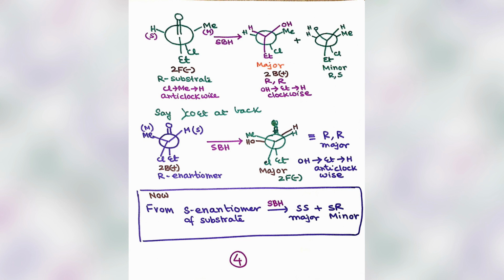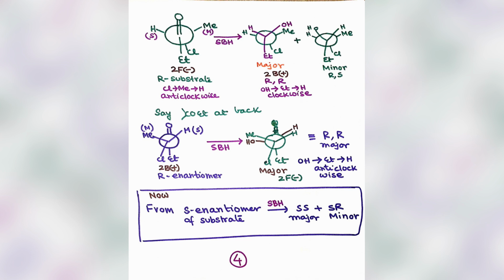The group which is at the back, means the second priority group is at the back, so therefore we can apply the 2B plus rule. Now OH is first priority, then ethyl is the third priority and the hydrogen is the fourth priority. So 1, 3, 4 is moving in the clockwise direction. In this situation, if we apply the 2B plus, then definitely we will be getting the R. Already the old center coming from the substrate was R, and the newly generated center is also R.